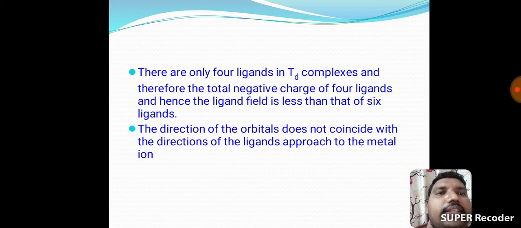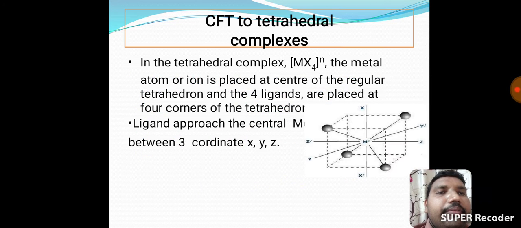In this one, there are only 4 ligands in tetrahedral complex, and therefore the total negative charge of 4 ligands, and hence the ligand field, is less than that of 6 ligands. The direction of the orbitals does not coincide with the direction of the ligand's approach to the metal ion.